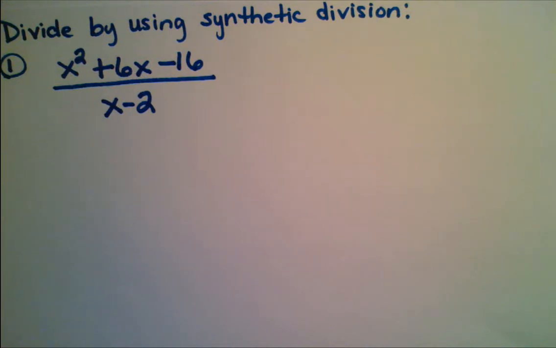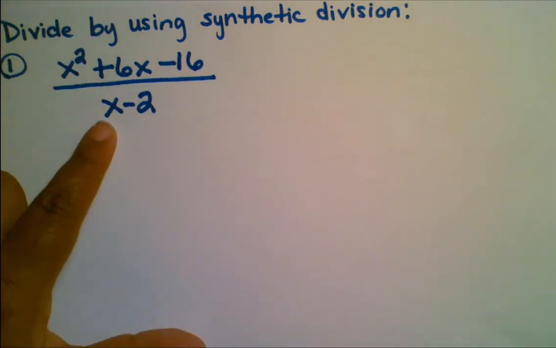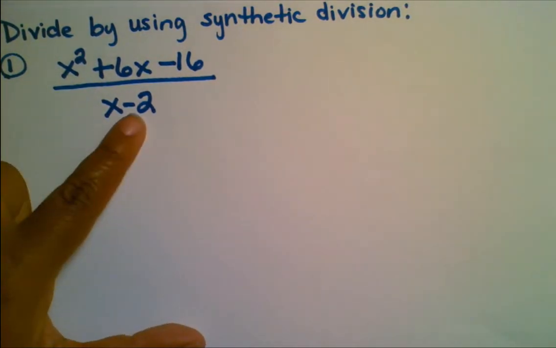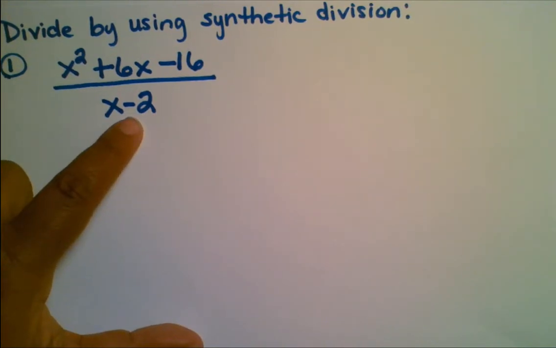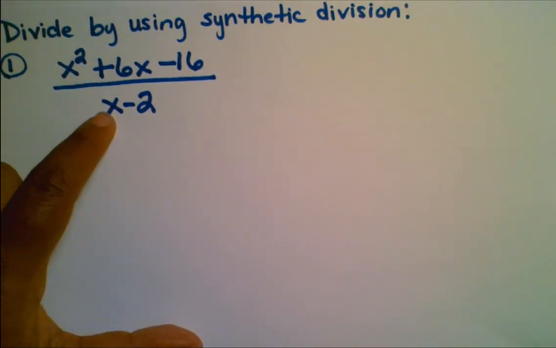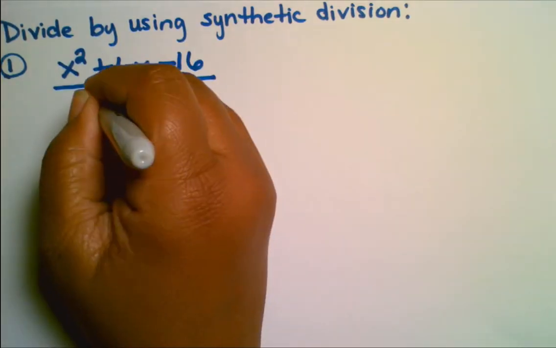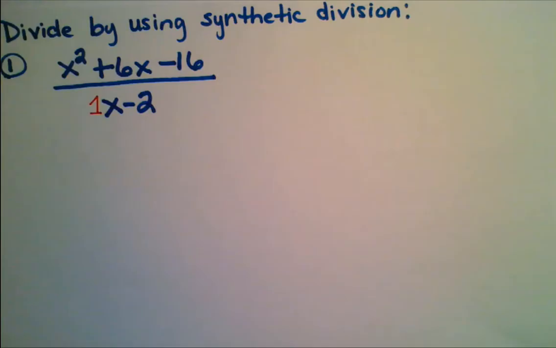Now, one thing that you must have in that denominator or your divisor, the number that's doing the dividing, is that it must be a binomial. This must be a binomial where this x here that I'm pointing to, the coefficient must be 1. If it's any other coefficient, then synthetic division is not recommended. Okay, so we want that.